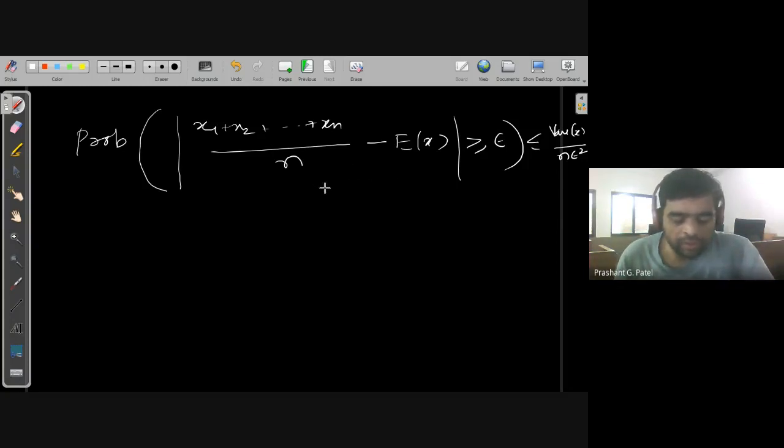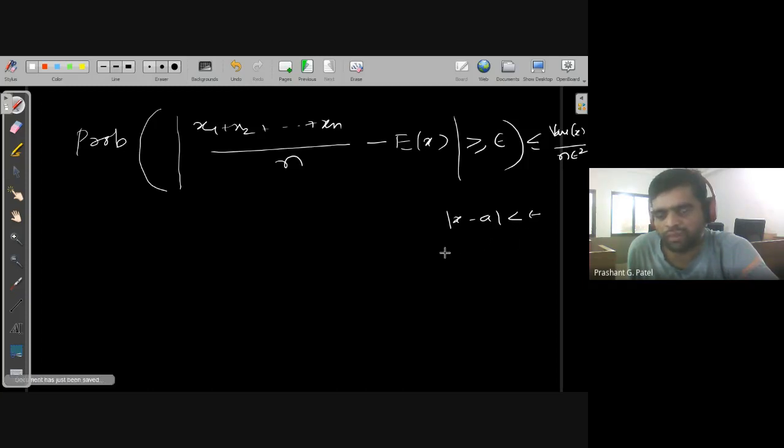For a large number of samples, the variance is of a random variable, and this bounds the probability that the error will exceed epsilon. So what does it mean, |x minus a| less than epsilon? It means that x is between a minus epsilon and a plus epsilon. So this is the bound you will have.